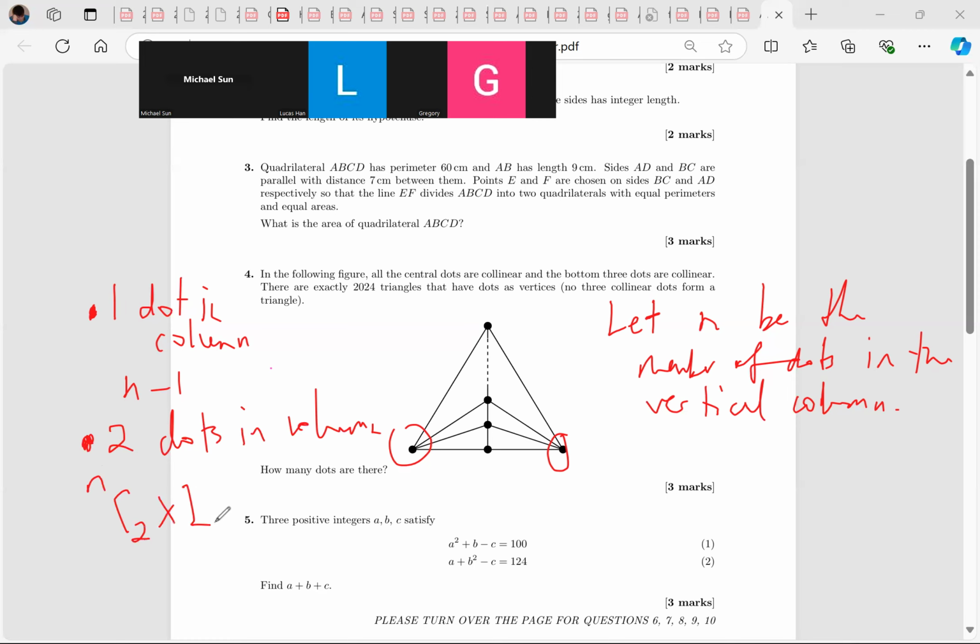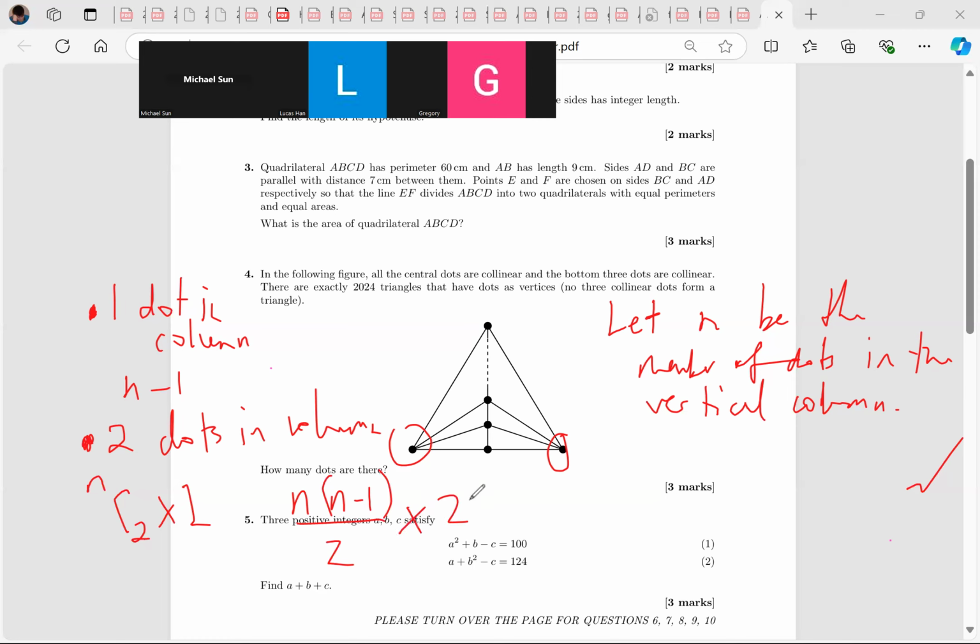Is that what you all got? Did anyone do it like this? I just did the n minus one part for one dot in the column, and for the two dots in the column, I just did 1 plus 2 plus 3 plus 4, dot dot dot, all the way to n minus 1. Yeah, I guess that's what n choose two is. So n choose two is n times n minus one over two, and you multiply that by two, yeah?